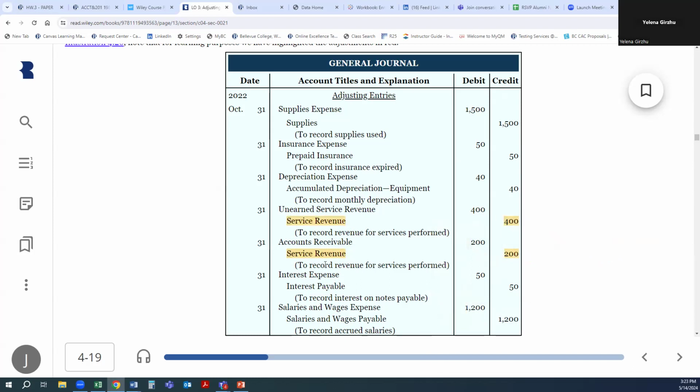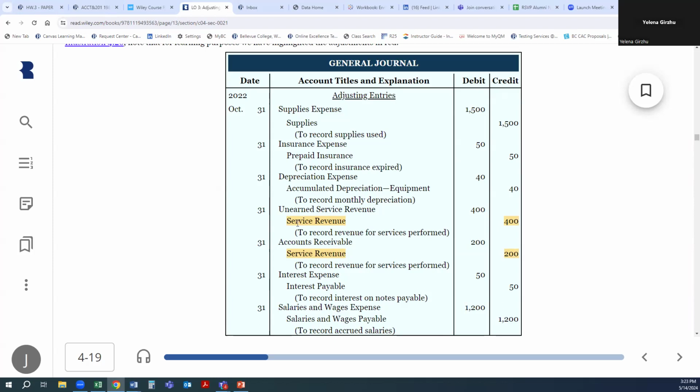So remember, they're on the right side of the equation, right? Assets are on the left side. Assets equals liabilities plus stockholders' equity plus revenue minus expense. So liabilities, stockholders' equity, and revenue are on the right side of the equation. They're increased with a credit. Credit has an R in it. They're on the right side.